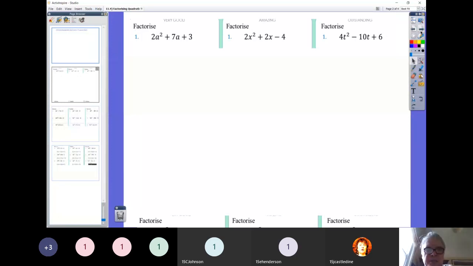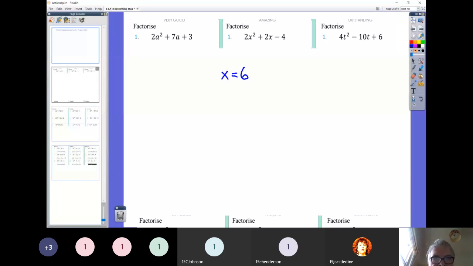Okay, so I'm just going to remind you how to do this. With that first one, if you could just copy out the first one, please, 2a squared plus 7a plus 3. And remember what the process is. You're going to start off by trying to work out two numbers that multiply to be the 6. Now, where's that 6 come from? That's that 2 multiplied by that plus 3. So our two magic numbers multiply to be 6.